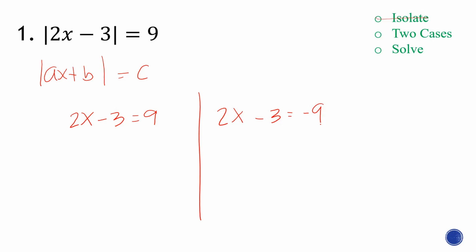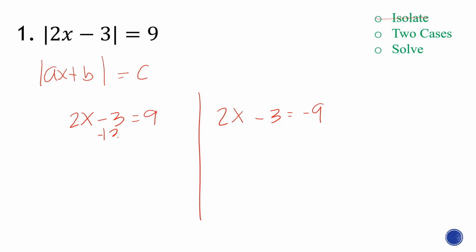Okay, so what's the difference? There are no absolute value bars anymore. On the left equation, that's the difference. On the right equation, there are no absolute value bars anymore, and here we have a negative 9. And then after we did that, we just need to solve both sides.